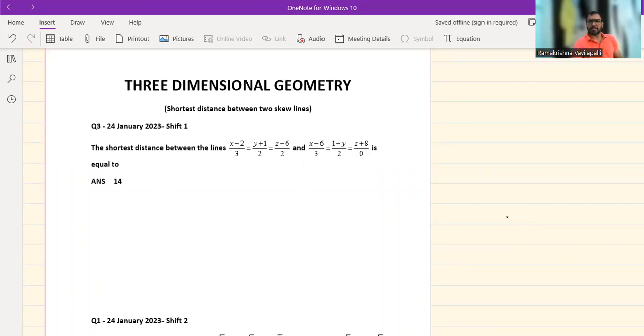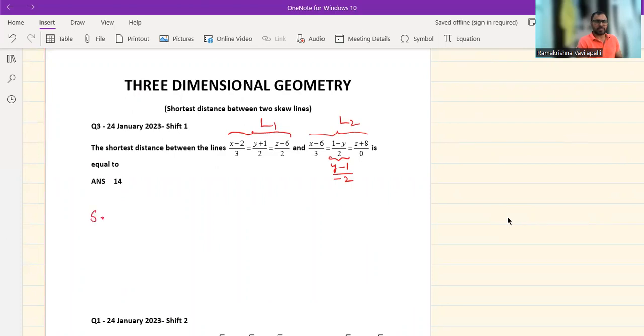Remember, lines must be in standard form like x minus x1, x coefficient 1, y coefficient 1 and z coefficient 1. So here you see the first line is in proper way. This is L1. And the second line is not in proper way. So better you rewrite this like y minus 1 by minus 2. Otherwise, you will get wrong answer. So this is line L2. Now, how do we write the shortest distance?